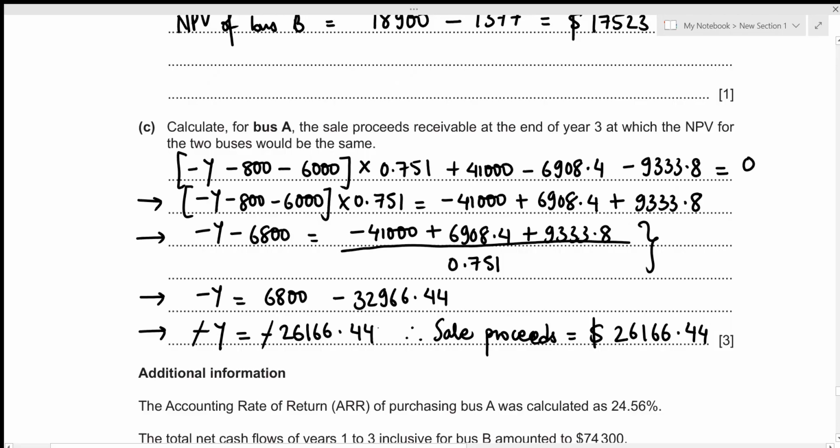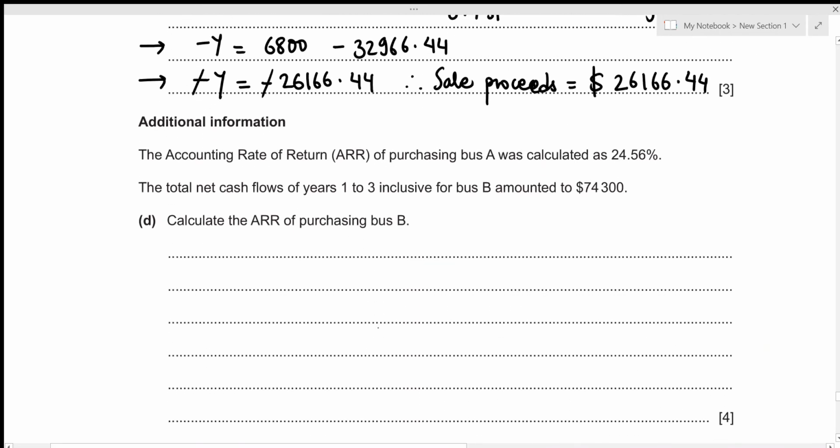Now we can move to the fourth one. We are given additional information. The accounting rate of return, ARR, of purchasing bus A was calculated as 24.56%. And the total net cash flows of years 1 to 3 inclusive for bus B amounted to 74,300. Now we need to calculate the ARR of purchasing bus B.